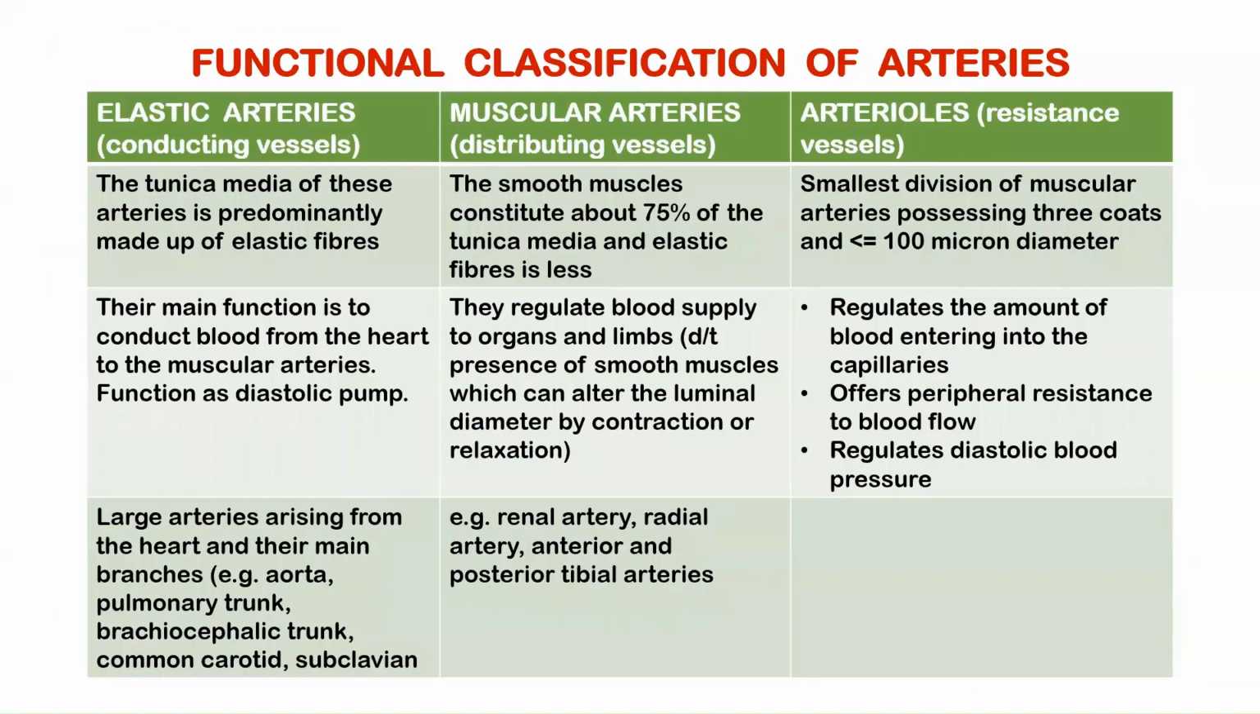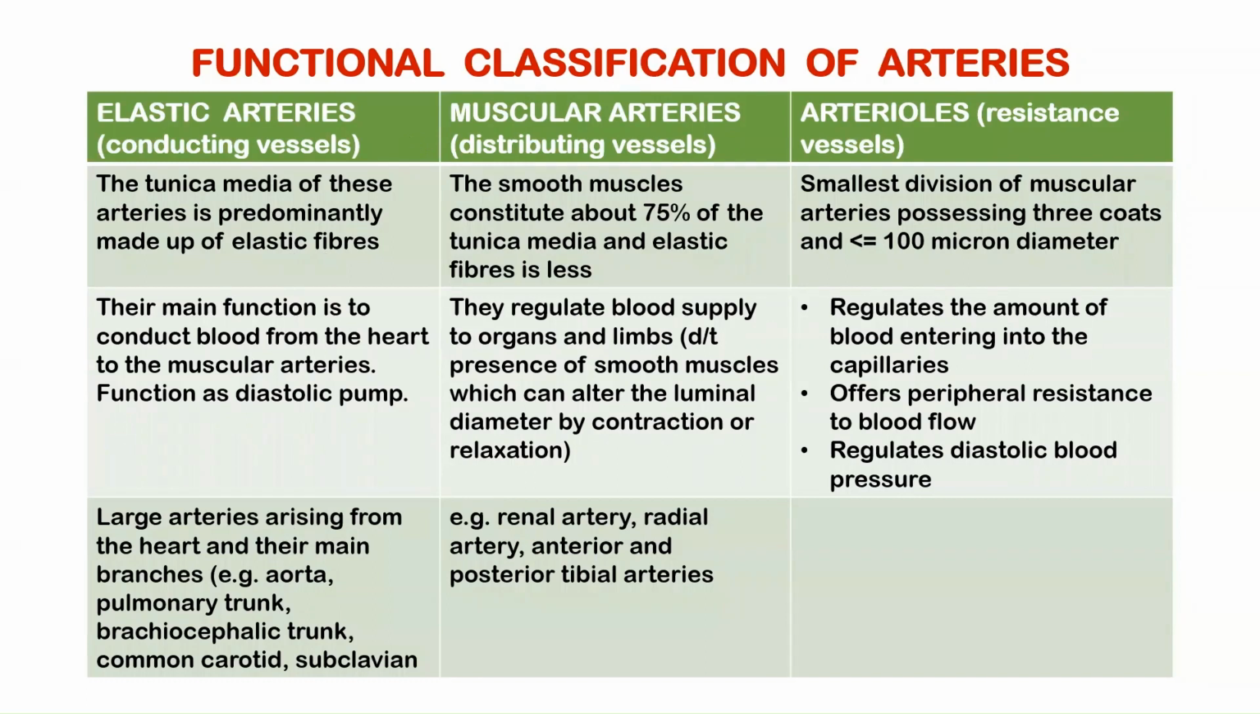Let us now learn about the three types of arteries: the elastic arteries, muscular arteries, and the arterioles. The elastic arteries are the conducting vessels. These are the large arteries arising from the heart, such as the aorta, the pulmonary trunk, brachiocephalic trunk, and its branches. The main function of the conducting vessels is to conduct the blood from the heart to the muscular arteries. For this, the tunica media of these arteries is predominantly made up of elastic fibers.